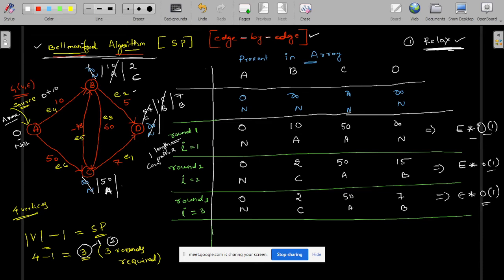See here, from B to C. What is the path you are going to get? 2. B to C, check it here, 2 you are going to get. Here you can see B to C. So from B to C, 2 you are getting. Again C to A, you are getting the value 50. Again D to B, what is the value you are getting? 7. That's it. This is the shortest path.